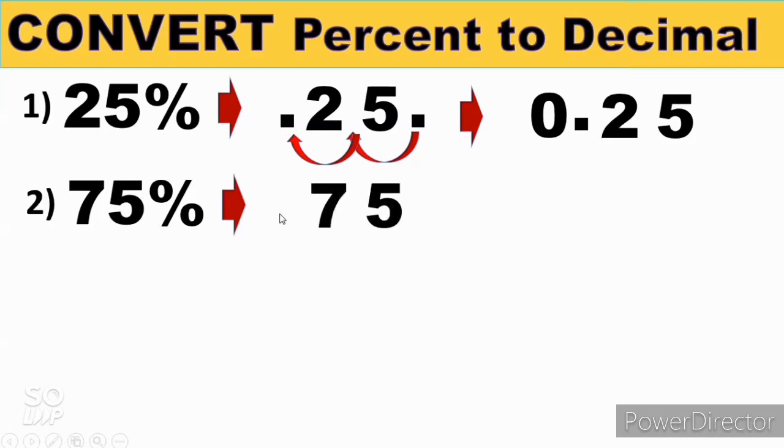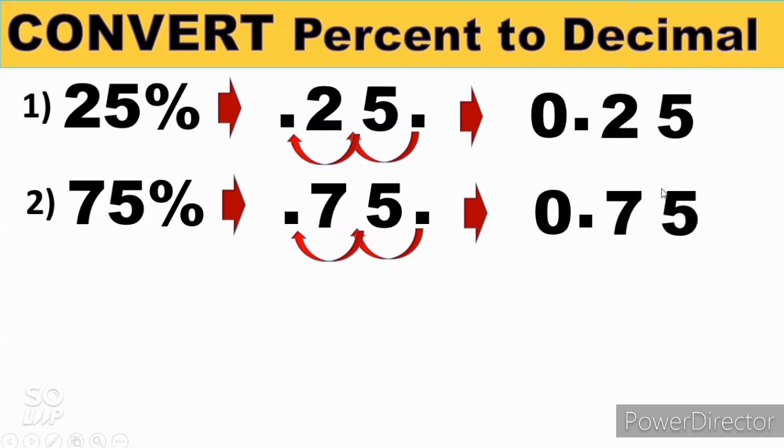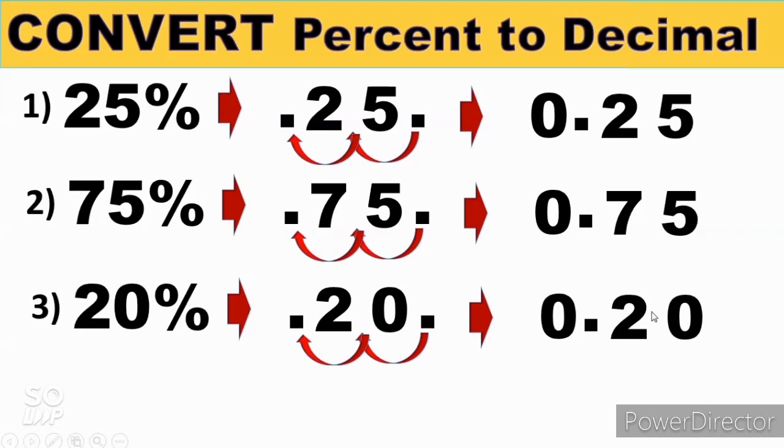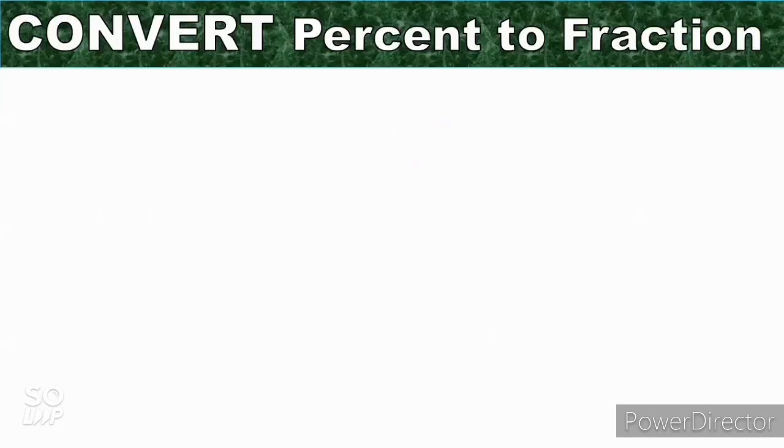Next, number 2, 75%. And then eliminate the percent sign. And then from the point, count 2 places going to the left. We have 1 and 2. So add point. And then next is add 0. Then now we have 0.75. Next, number 3, we have 20%. And then eliminate the percent sign. Then we have from the point, count 1 and 2. So add point. And then we're going to add 0. Then now we have 0.20. Okay, so that is how to convert percent to decimal.